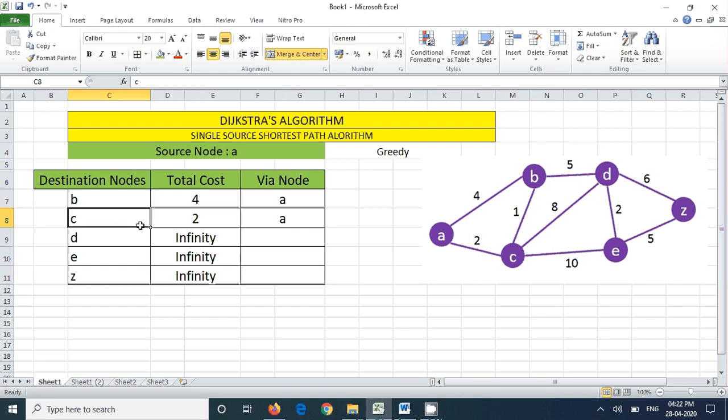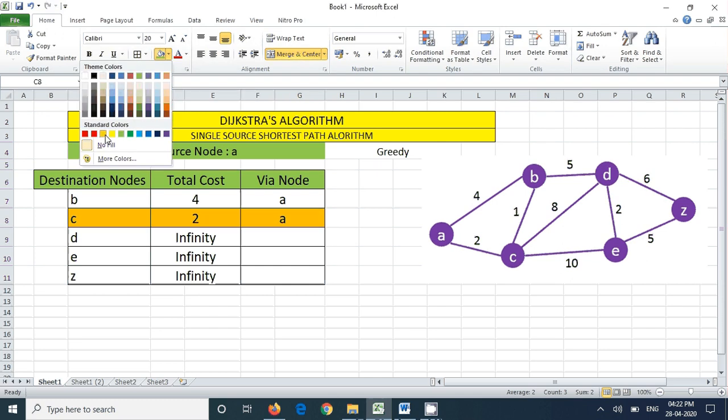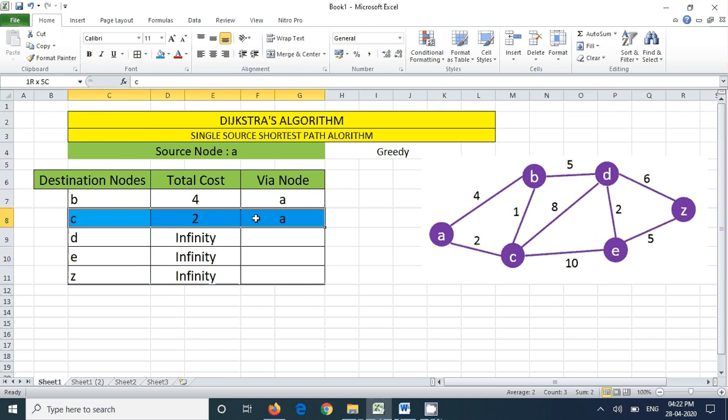So I'll select this one and fix it. I'll put the color blue for it being fixed. That means the route to C from A is fixed: C can be reached via A by 2 only. Why is that? Let's do a small check. A to B is 4, and A to C is 2.